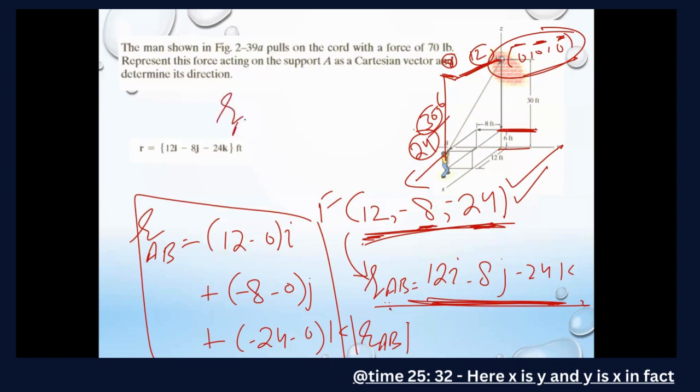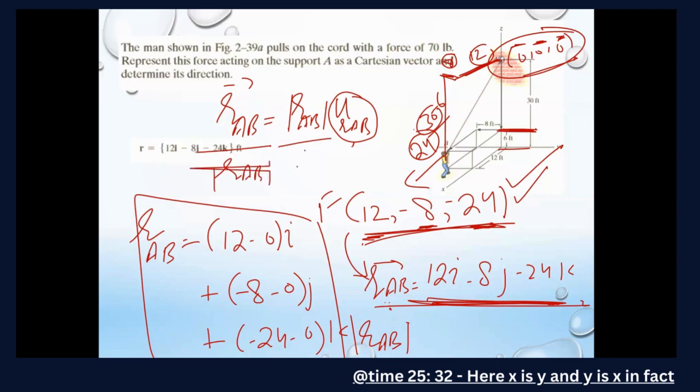If there is a vector RAB, you know that it has a magnitude and a unit vector. So I am interested in the unit vector. How can I calculate the unit vector? I already have this vector, so I just simply divide it by the magnitude. I will divide both sides by the magnitude, and if I know the magnitude, I can calculate the unit vector.